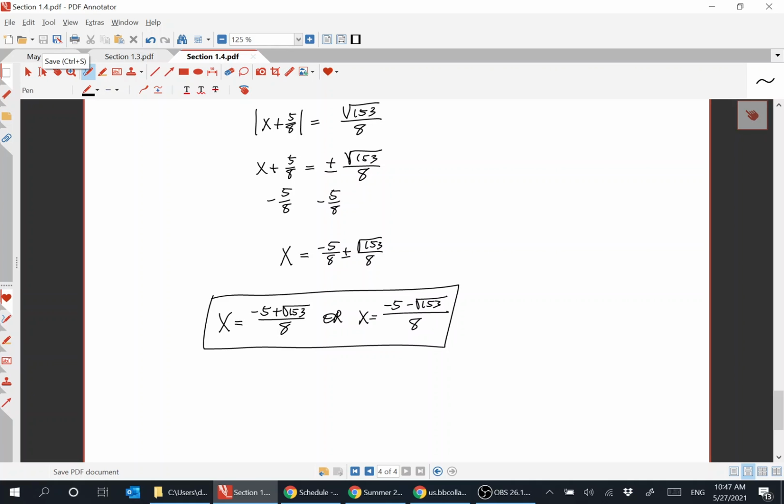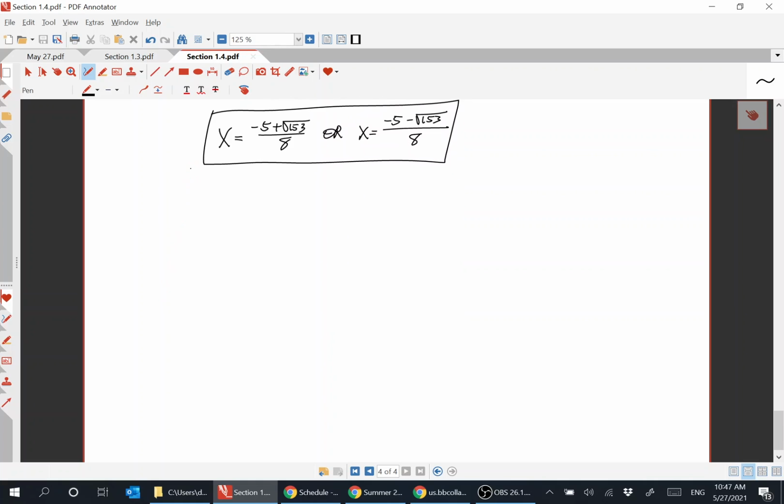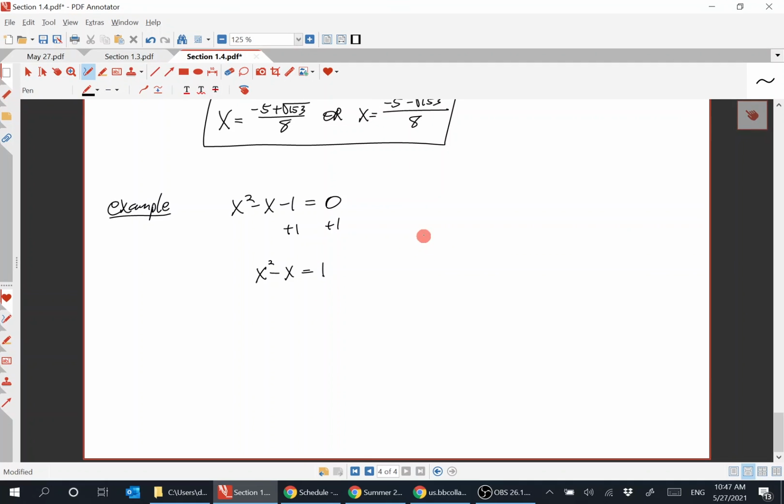Okay, let's do one more. Do these examples yourself that I'm doing. It takes a few steps, but give it a go. x squared minus x minus 1 equals 0. Move the 1 over to the right. The coefficient of x is 1. Divide that by 2 and square it, and you get 1/4.